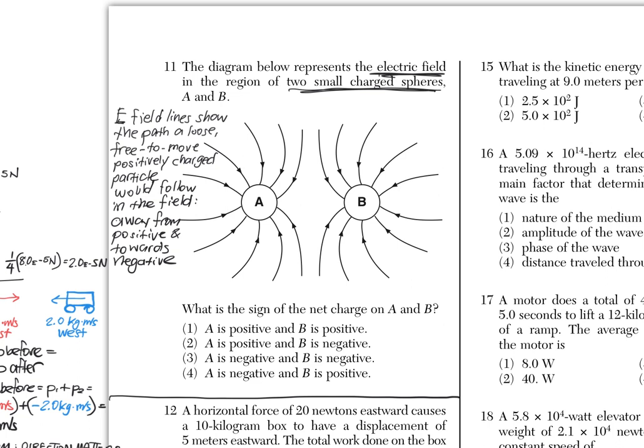So for 11, we have the electric field, and what the lines show is the path a loose, free to move, positively charged particle would follow in the field. If you dropped a loose positive charge in there, what would it do? It would be repelled from positive and attracted to negative. So the electric field lines go from positive to negative. I can see that all of these arrows are pointing inwards towards A and B, so they cannot be positive. Ding, ding. They must both be negative. And so yeah, 11 is 3.